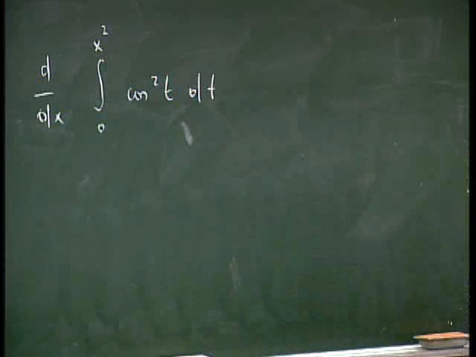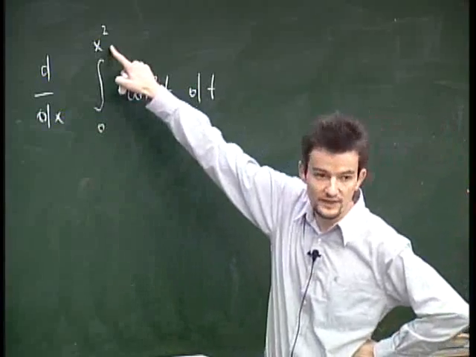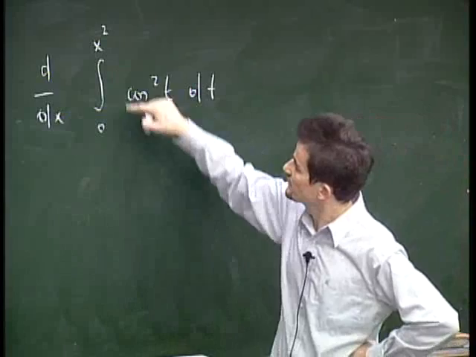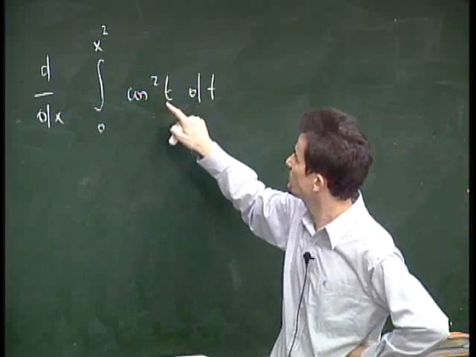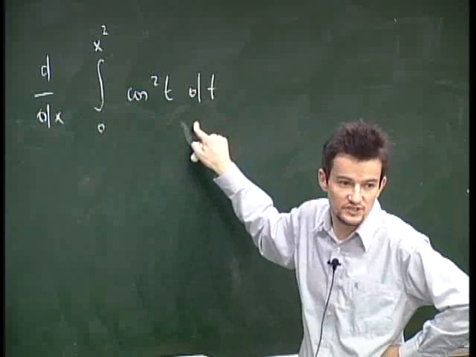Now, the only trick is to understand that this here is a composite function. The inner function is x squared. The outer function is the integral from 0 to x of cosine square of t dt. Now, in order to compute the derivative, you just use the chain rule.